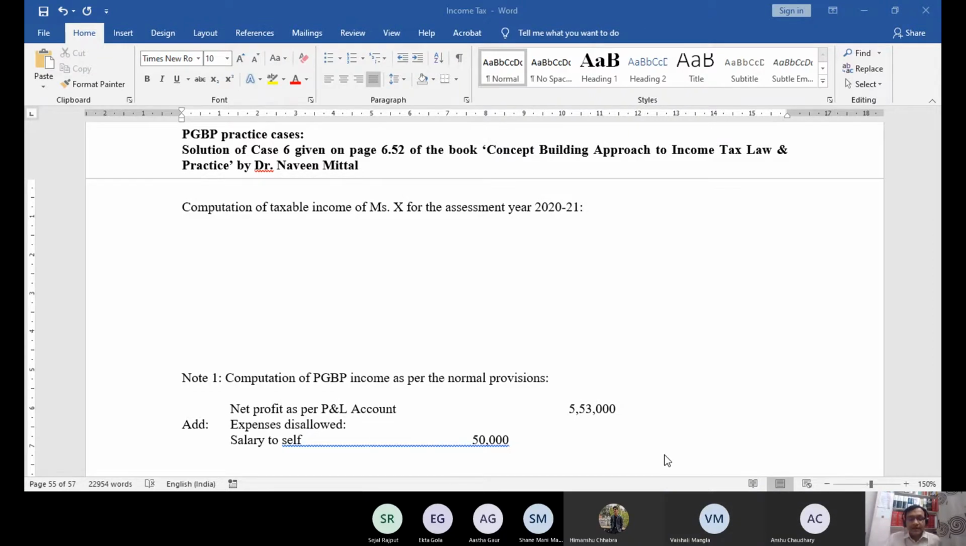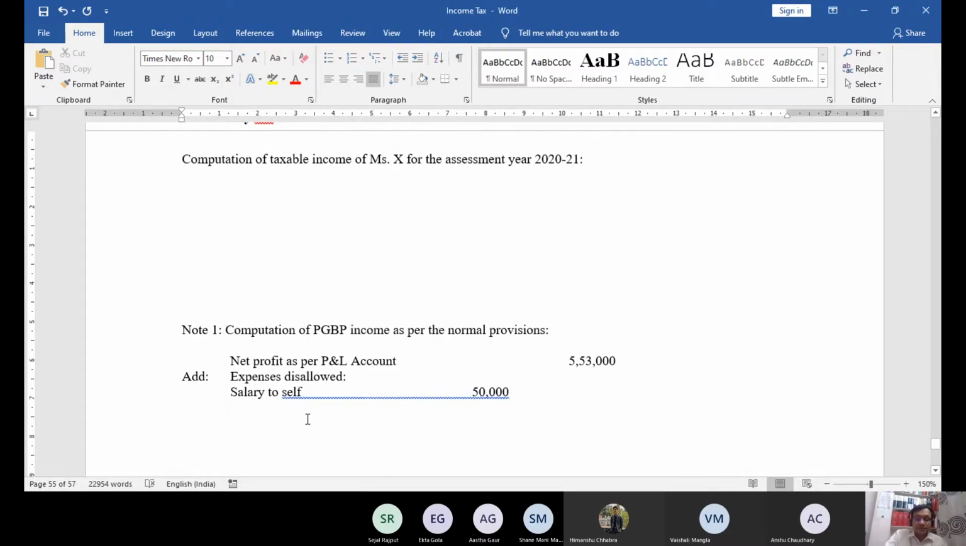Okay, so in this year I will add it back because of section 43B. Now see, this is where the benefit comes when you start telling something yourself, because I can correct your language. Bonus to employees, because of section 43B, it is disallowed. 30,000.